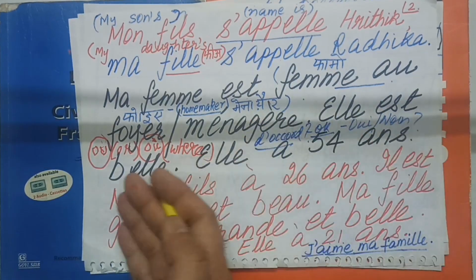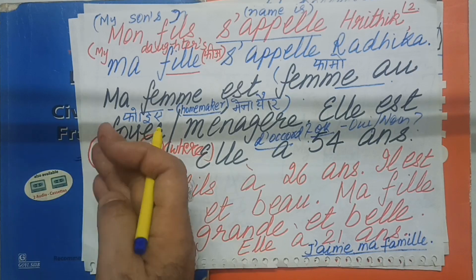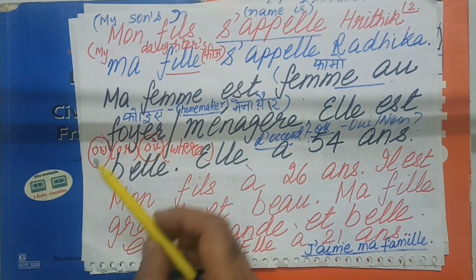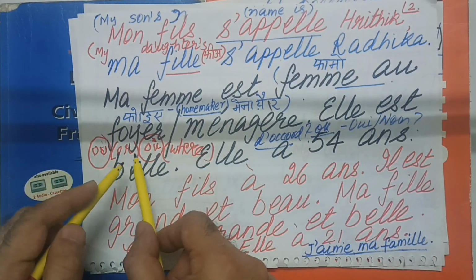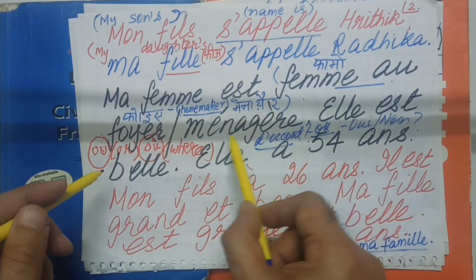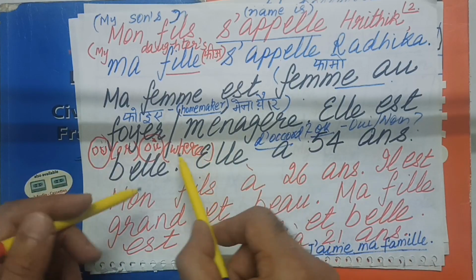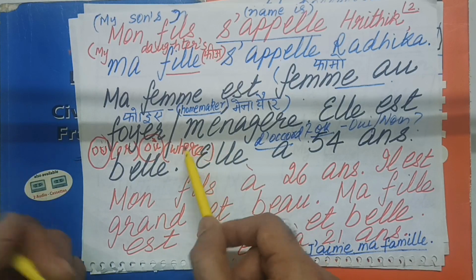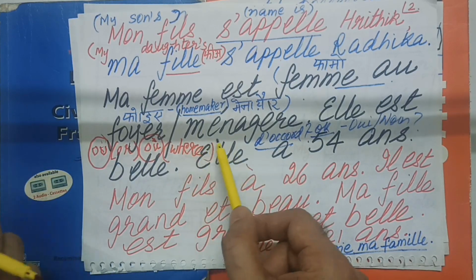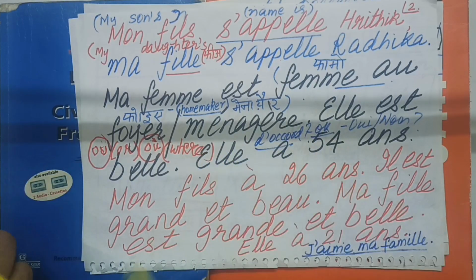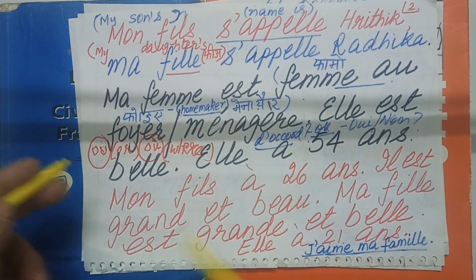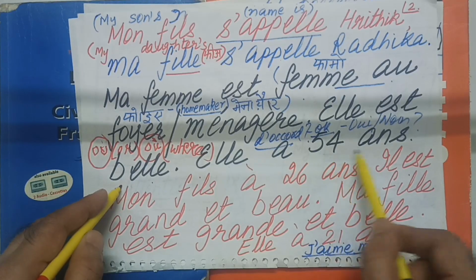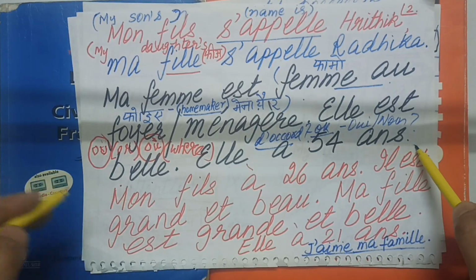So ma femme est femme au foyer. Ma femme est femme au foyer. Okay, so that is a tongue twister. So my wife is homemaker. Ma femme est ménagère. So that is also homemaker. Either you can use femme au foyer or you can use ménagère. Both means the same. Elle est belle. She's beautiful. Elle a 54 ans. She is 54 years old.